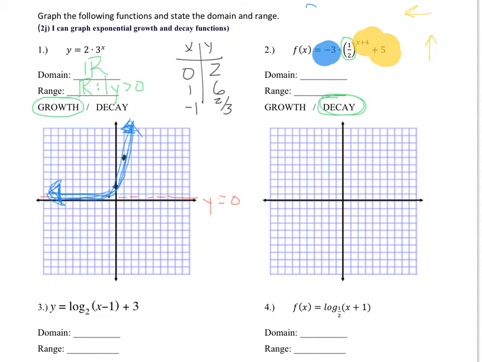First of all, this will be a stretch, like the 2 did in the first graph over here. Also, the negative will flip this upside down, so there are multiple changes happening. The normal graph of f of x equals 1/2 to the x would be a decay graph, and it would look something like this. So our starting graph would look something like this.